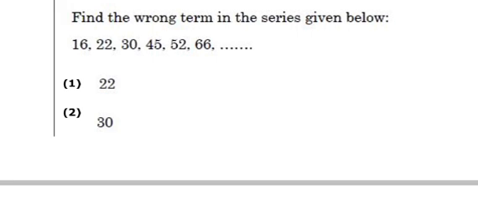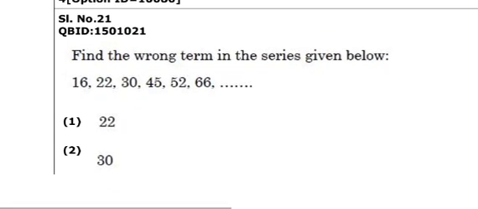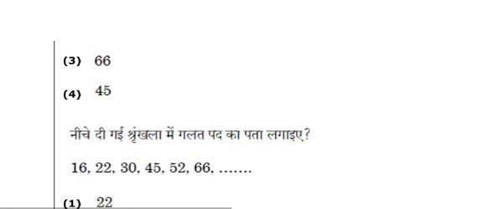21, it is a numerical sum. Find the wrong term in the series given below. 16, 22, 30, 45, 52, 66. 22, 30, 66, 45. What will be our correct option? It will be 45.